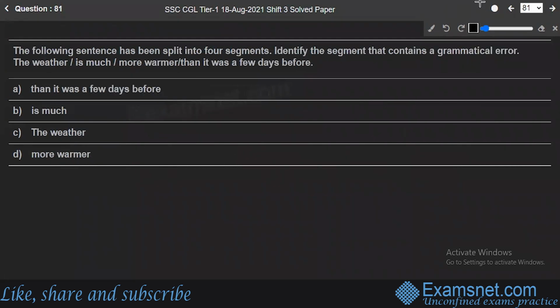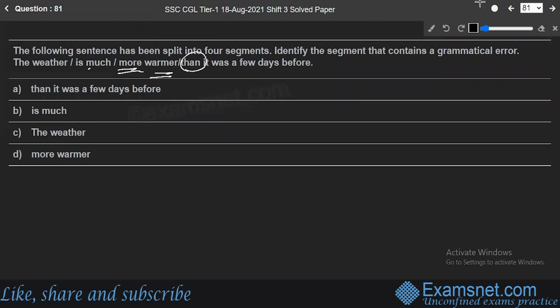Question number 81. The following sentence has been split in 4 segments. Identify the segment that contains a grammatical error. The weather is much more warmer than it was a few days before. Which part contains an error? If you look at this sentence, you have a double comparison, which is that it is more and warmer. The double comparatives used in this sentence are absolutely incorrect.